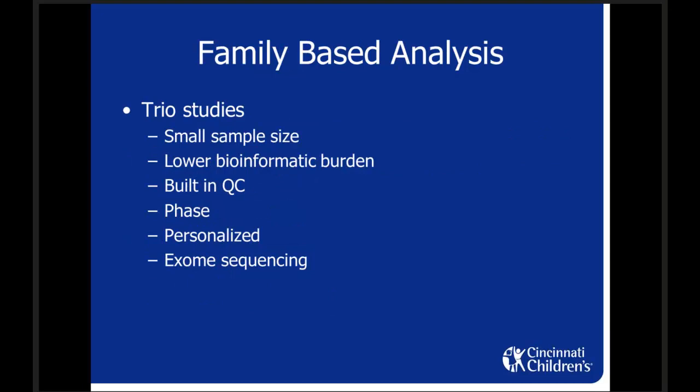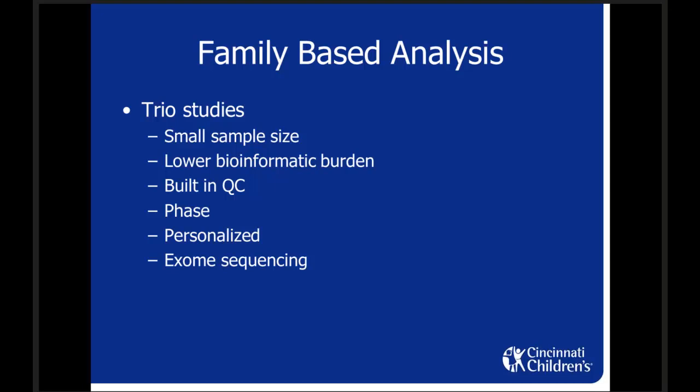And so, as we've said, we're going to be working with trio studies today. This is a father and a mother with a child that has the affected phenotype. In our case, neither mother nor father has the phenotype. The advantages of this are that it's a small sample size, an N of 3. The bioinformatic burden is going to be much lower. And you also have some built-in QC. You can look for Mendel errors within the samples. In fact, we even use the Mendel errors as one of our filtering criteria.